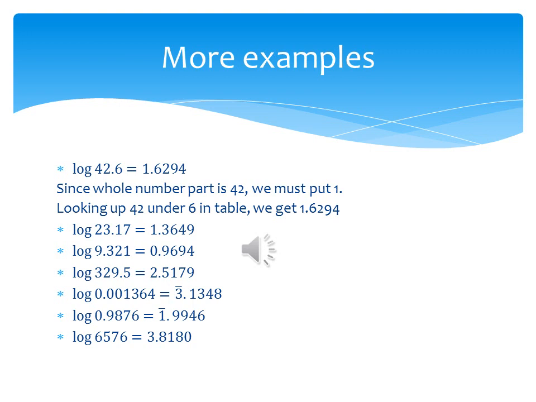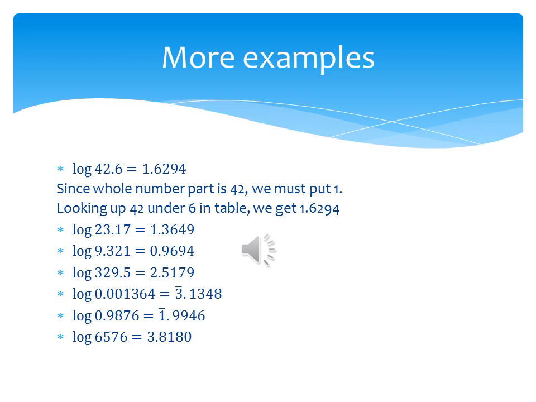Log of 9.321 is 0.9694. 0 point because there is only one digit, 9. Look at 93 under 2 and 1. Log of 329.5, since there are three digits, 329, we write 2 point. Look up 32 under 9 and 5.